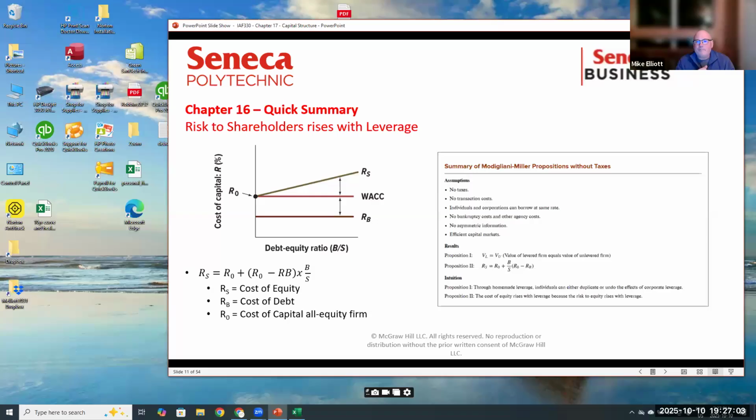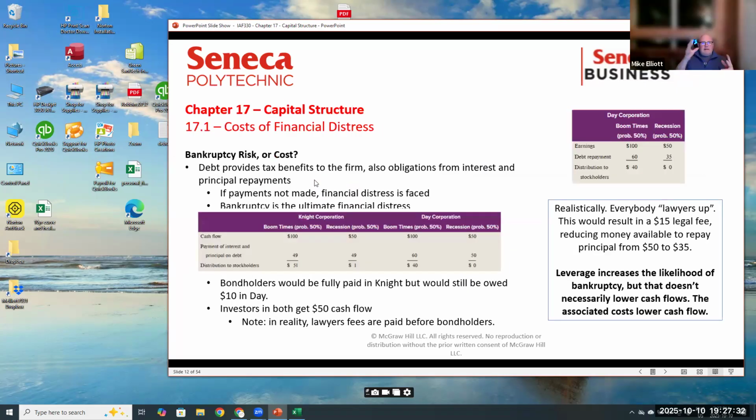So proposition 1, the value of a levered firm equals the value of an unlevered firm. You accept that. Proposition 2, the cost of equity rises with leverage because the risk to equity rises with leverage. As we increase leverage, we have to do something with our equity. It has to adjust. That's the risk we're talking about. All right. So that's the background we needed to get into talking about capital structures.